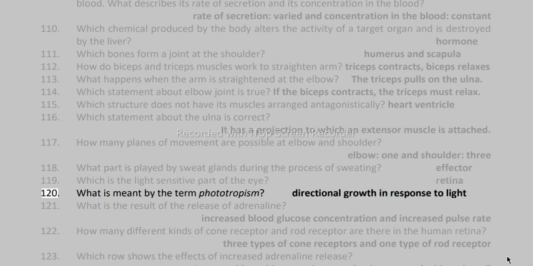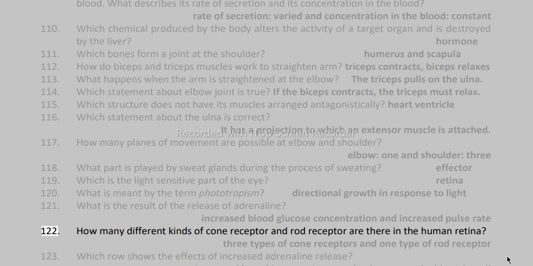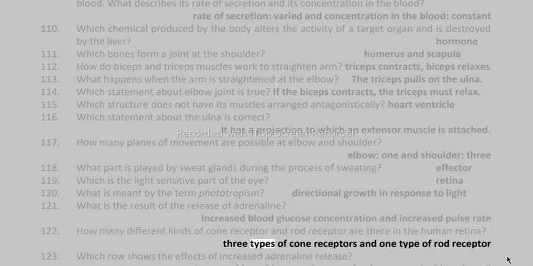120. What is meant by the term phototropism? Directional growth in response to light. 121. What is the result of the release of adrenaline? Increased blood glucose concentration and increased pulse rate. 122. How many different kinds of cone receptor and rod receptor are there in the human retina? 3 types of cone receptors and 1 type of rod receptor.